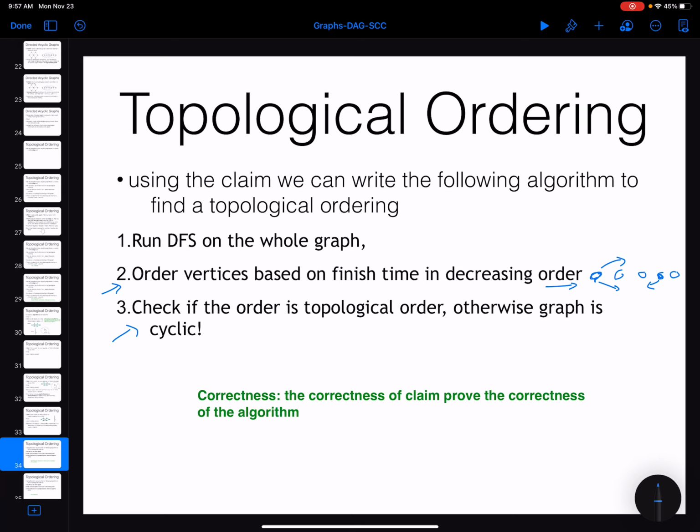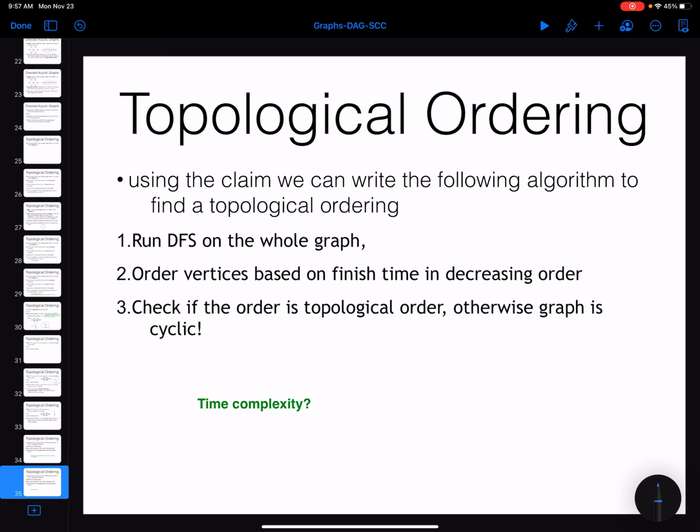So what is the time complexity of this algorithm? The time complexity of running DFS is going to be O of n plus m, right? Checking the topological ordering at the end is going to be O of n plus m again. You just need to check all the nodes in the order that you find here and check the edges for all of them, right? That's the only thing that you need to do here. So the time complexity of this step and this step both is going to be n plus m. How about the middle one? What is the time complexity here?